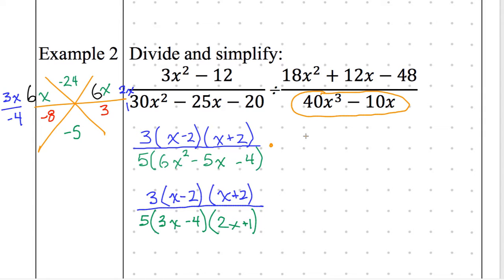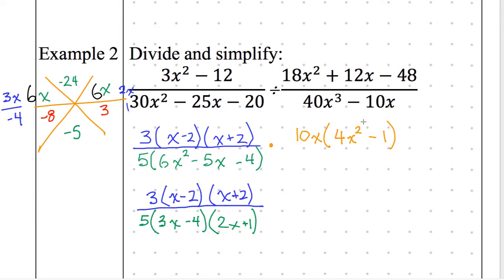Who wants to factor this denominator for our top fraction right here? Who can factor out the greatest common factor? How do you factor? James, you got it? 10x, and then what's on the inside when you factor out 10x? 4x squared and? -1. Yeah, there it is. Thank you, James.